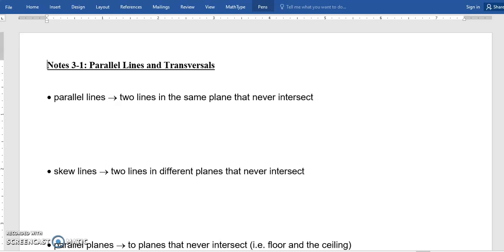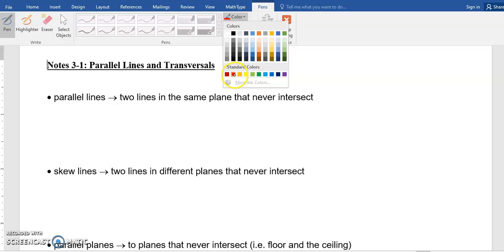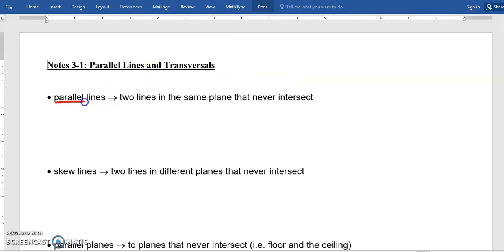Alright, to start chapter 3, we're going to start talking about parallel lines and transversals. So I'm sure you've heard that word parallel before. Parallel lines are two lines in the same plane that never intersect. So they run side by side. That's kind of the thing you want to think about with parallel.